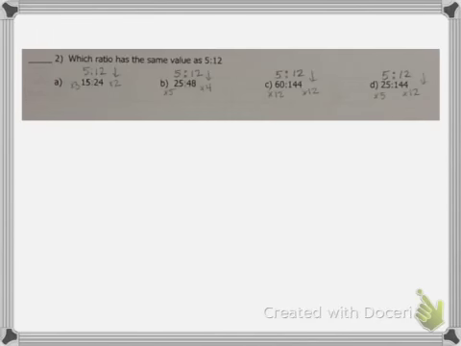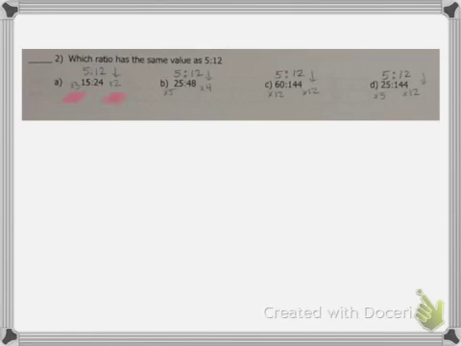Question 2. Which ratio has the same value as 5 to 12? You'll see on all of the options here I've already written 5 to 12 above each ratio so that the first numbers match up and the second numbers match up. And I've also written in here the multiplicative relationship or factor that each was multiplied by.